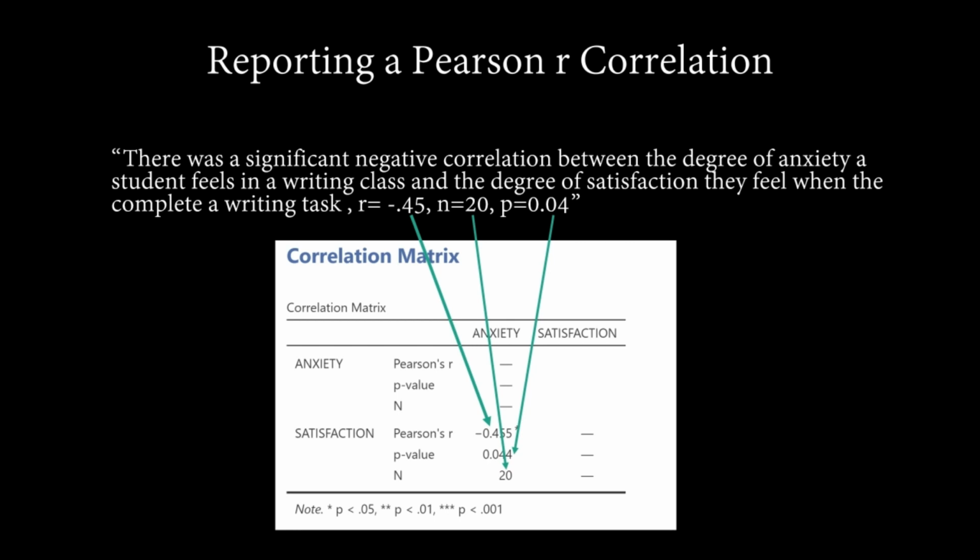What do you report? You report the Pearson R statistic, in this case 0.45. You report the number of participants, in this case 20, and you report the significance level. As I said, a very simple test to report.